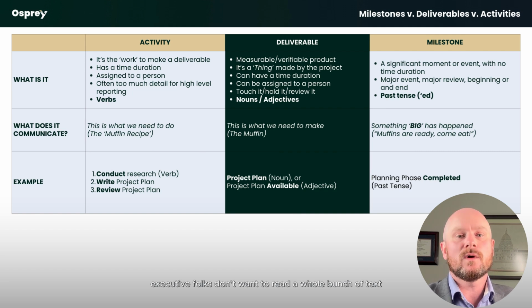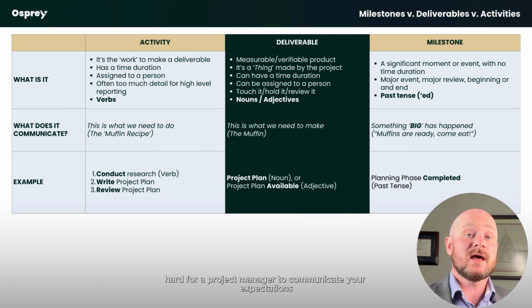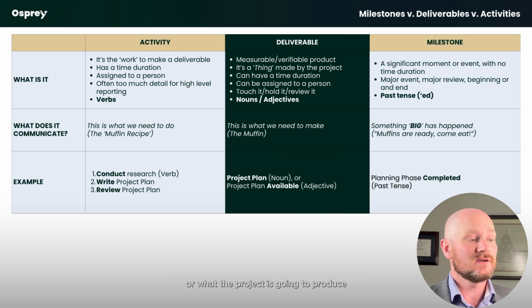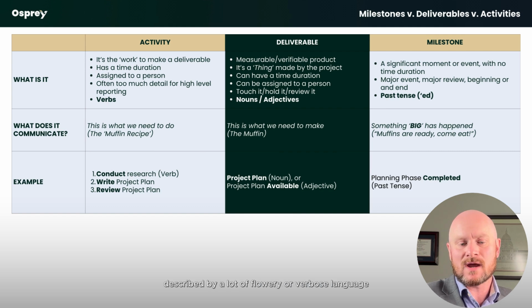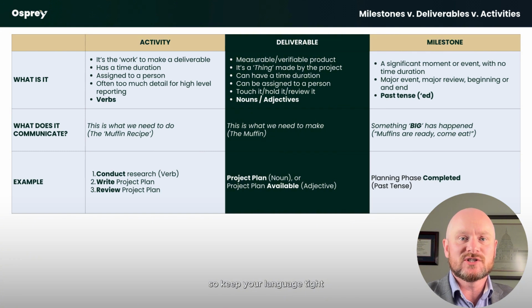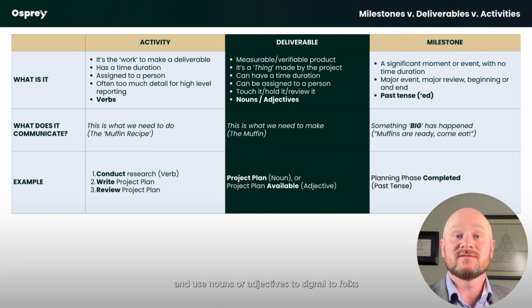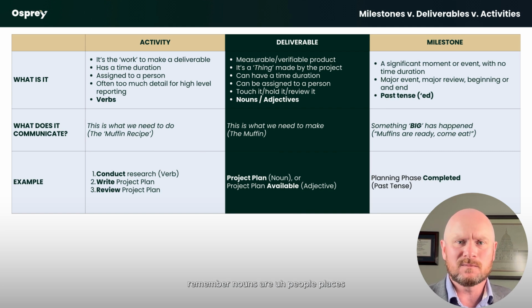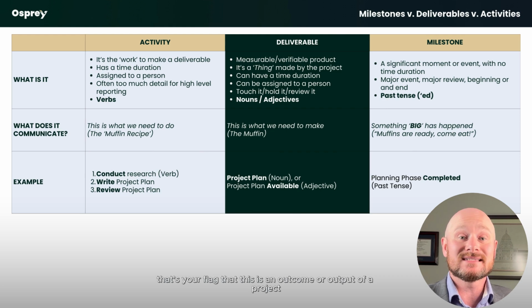Executive folks don't want to read a whole bunch of text. It's really hard for a project manager to communicate your expectations or what the project is going to produce if your deliverable is described by a lot of flowery or verbose language. So keep your language tight and use nouns or adjectives to signal to folks this is something that we're producing. Remember, nouns are people, places, things, or ideas. That's your flag that this is an outcome or output of a project.